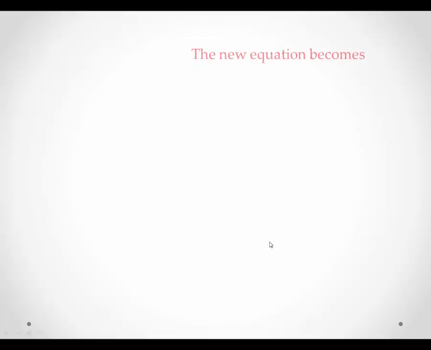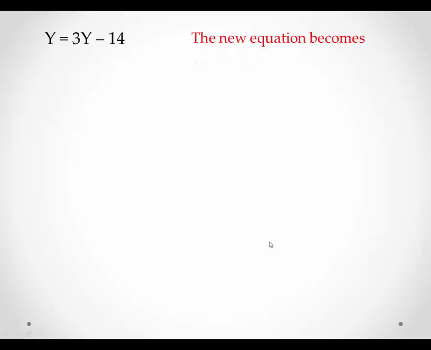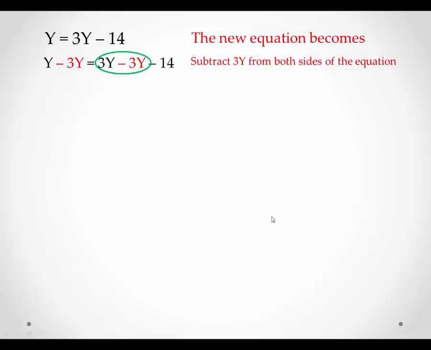With this equation, y equals 3y minus 14, we'll now group the like terms together by subtracting 3y from both sides of the equation. We have y minus 3y equals 3y minus 3y minus 14. Both 3y on the right hand side of the equation go to 0, so the new equation is y minus 3y equals minus 14. Now that we can subtract y from 3y, we have negative 2y equals negative 14.